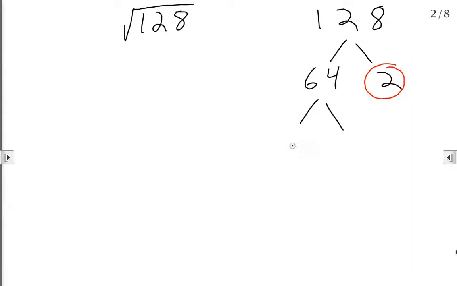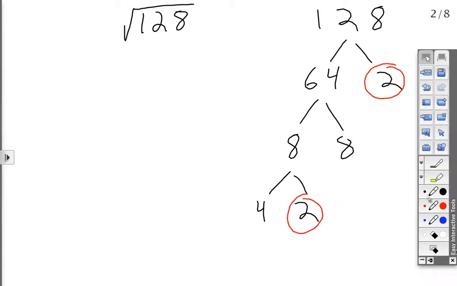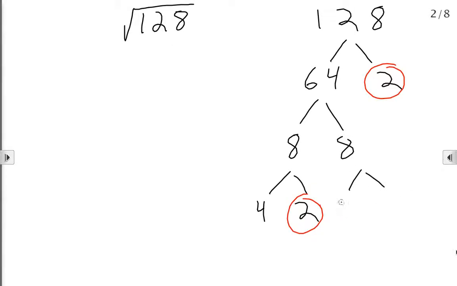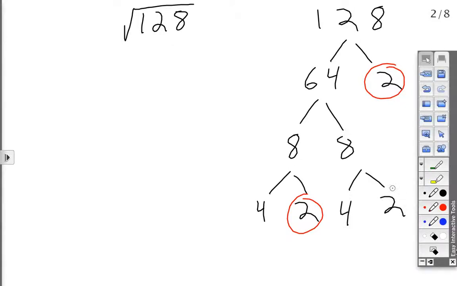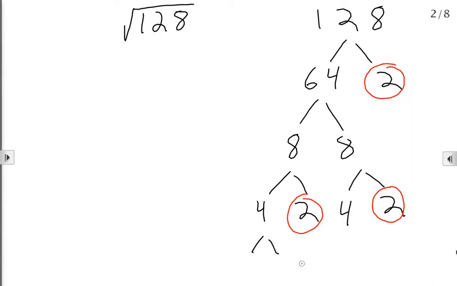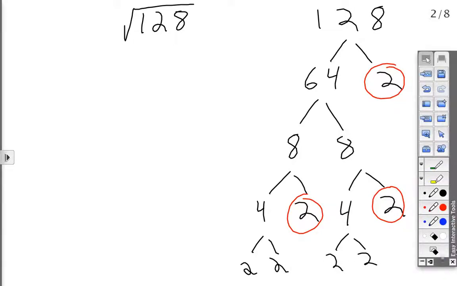64 we can split up into 8 times 8. 8 we can split up into 4 times 2. There's another leaf. 8 we can split up into 4 times 2. And then we're going to finish this up by splitting 4 into 2 and 2, and splitting 4 into 2 and 2. There are a lot of 2's.